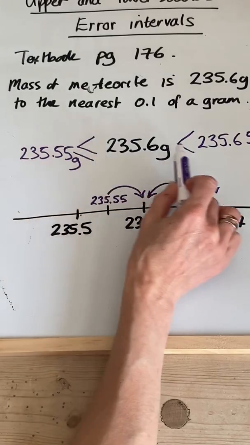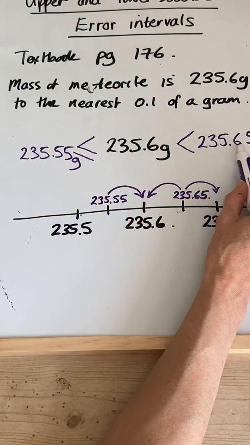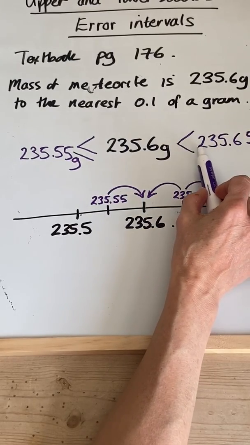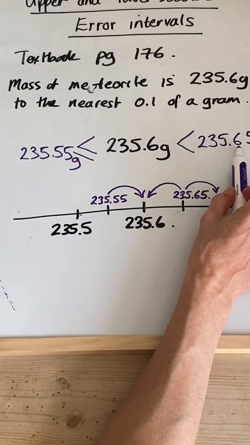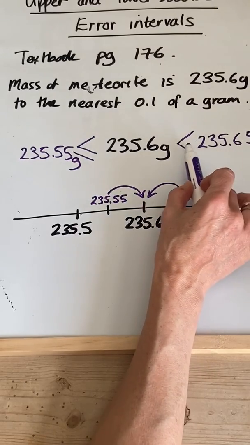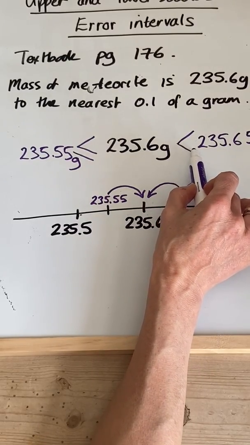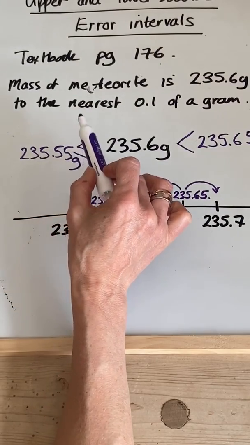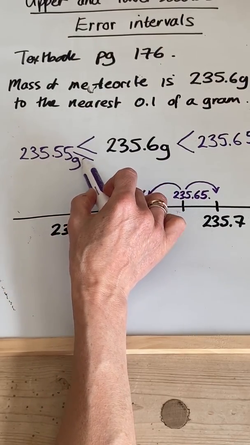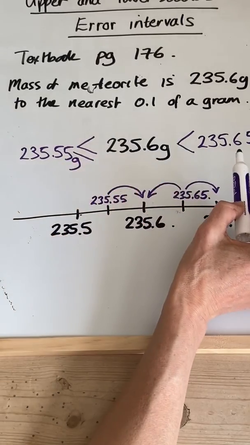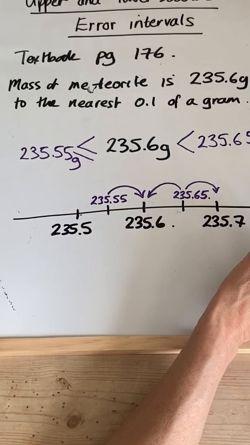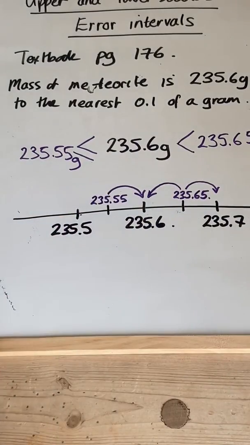So these inequalities are important. It helps us to understand that at the upper bound, we're going up to 235.65, but we're never quite reaching it because we don't put the equal sign in there. At the lower end, though, 235.55 is the lowest mass that would round up to 235.6, and therefore the equal sign is justified there. Okay, I'm going to do a few more examples for you.